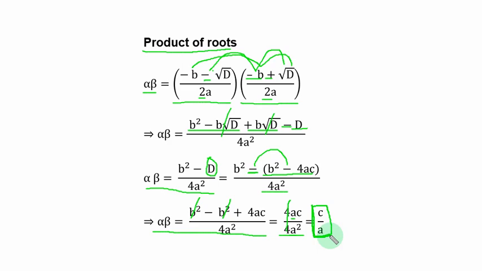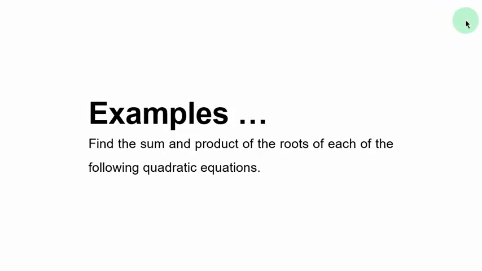This rule gives the product of roots with ease. Remember, sum of roots is minus b over a. Product of roots is c over a.